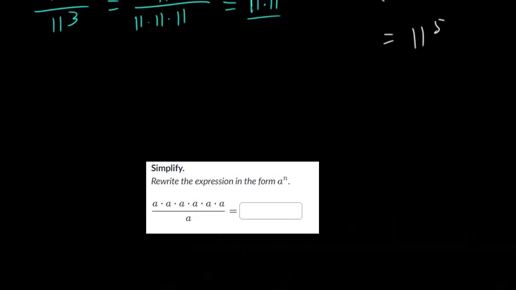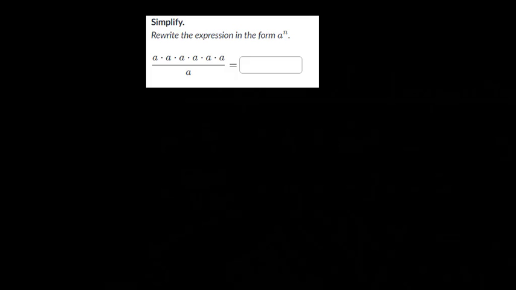So let's do 2 more problems. And this one, we just want to rewrite the expression in the form a to the n. So up top, notice you have 6 of these a's multiplied together, and in the bottom, you just have 1. So you might see this problem as a to the 6th divided by a to the 1st. And we know that when they have the same base, you just subtract the exponents. So 6 minus 1 is 5. So in the box, you would put a to the 5th.